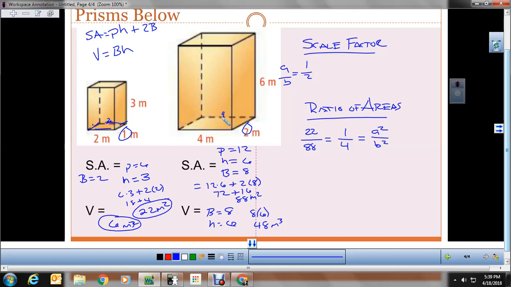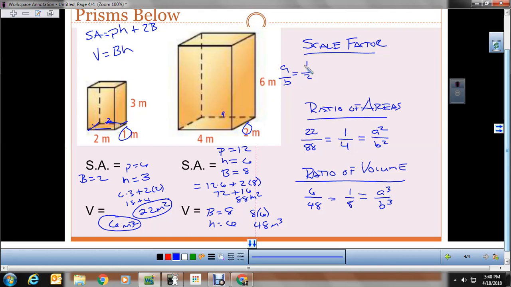And the last one we have to look at is the ratio of the volume. So in ratio of the volume, we're going to take our two volumes, and we have 6 cubic meters over 48, and see if this can reduce. And because 6 does go into 48 evenly, it's going to become 1 over 8. So this is our A cubed over B cubed. This is the ratio of the volume.